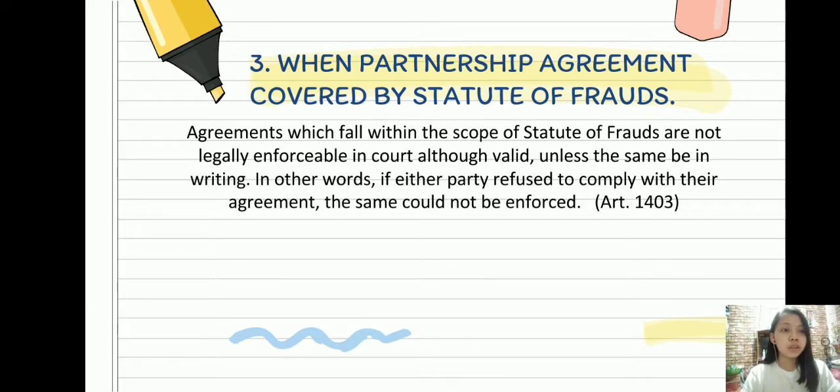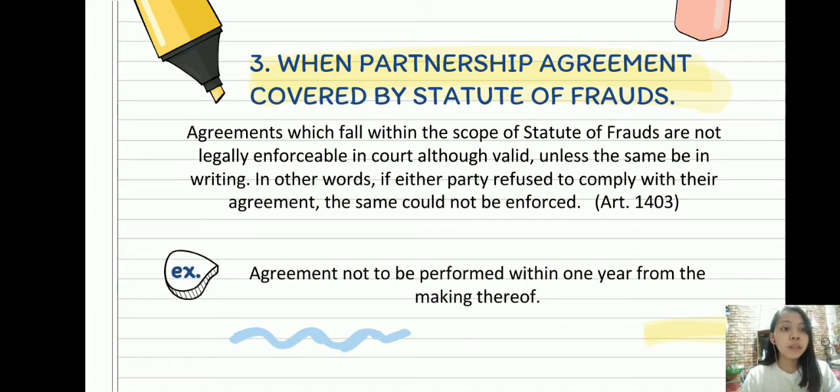Many situations or contracts fall under Statute of Frauds, but for me, the best example is an agreement not to be performed within 1 year from the making thereof. So for example, on January 2020, si A and B nagkaroon ng oral contract that bubuo sila ng partnership after 1 year, or let's say February 2021. The agreement should be in writing, kung hindi, the contract will be unenforceable. Under the Statute of Frauds, the contract will still be unenforceable.